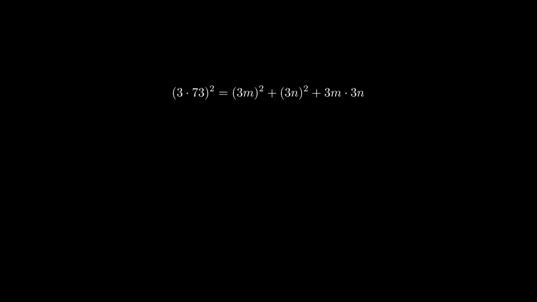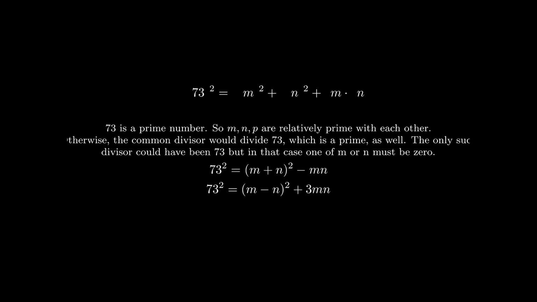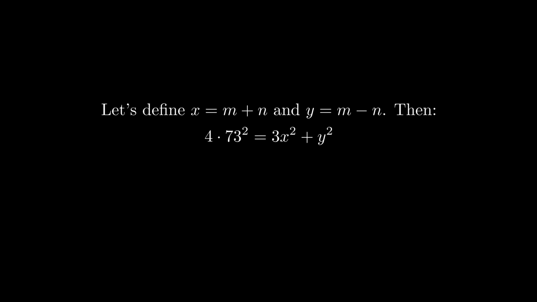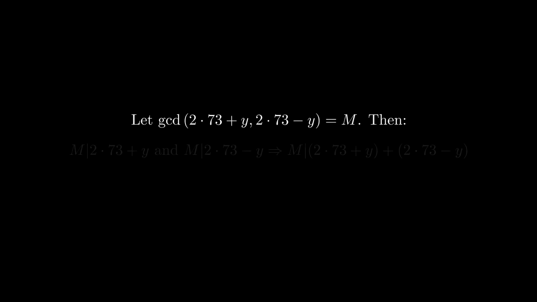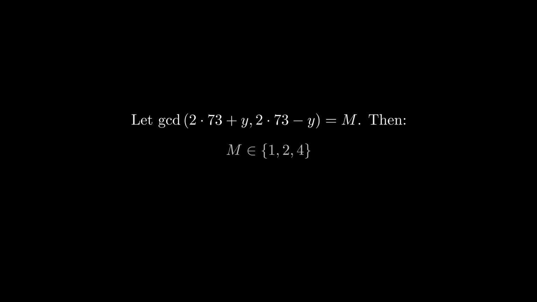Let's simplify our equation a little bit using the newly defined variables. Let's define x and y for the sum and difference of m and n values. This gets us a few cases where we can do a case study for m values of 1, 2, and 4.